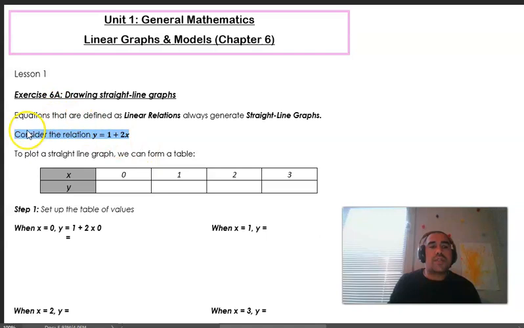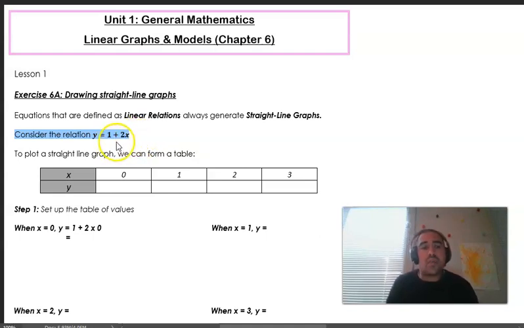So equations, anything that has an equal sign in it, that are defined as linear relations, always generate straight line graphs. So when we say straight line graphs, if we were to graph an equation, the line will always be straight. A key component to this is that when we look at a certain graph, the power corresponding with the pronumeral x on the right side has to be 1. If it's a squared or a cubed, or any power that's greater than 1, we're not dealing with linear graphs, okay? You won't see them pop up.